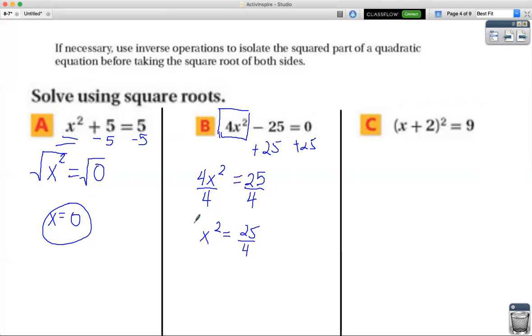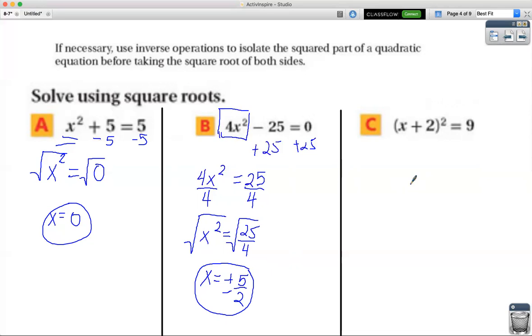Now that your x squared term is by itself with a leading coefficient of 1, you can go ahead and get your square root values. And luckily, these are perfect square values. So x is equal to positive and negative 5 over 2. There are two answers, a positive 5 halves and a negative 5 halves. And now we're ready to do the next example.